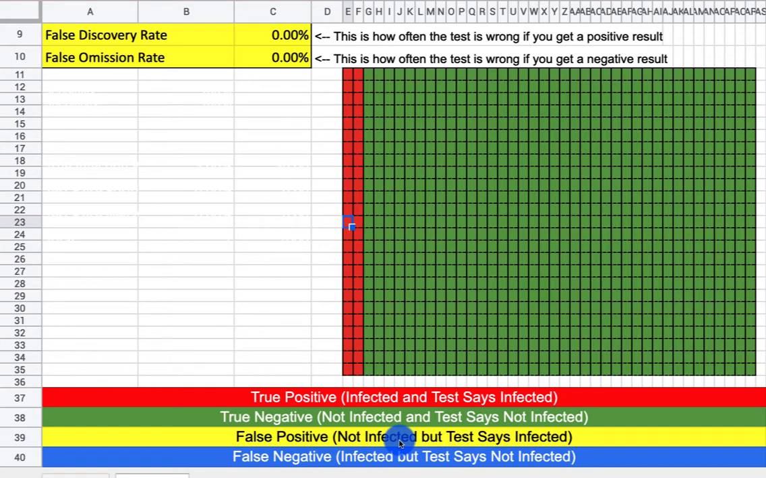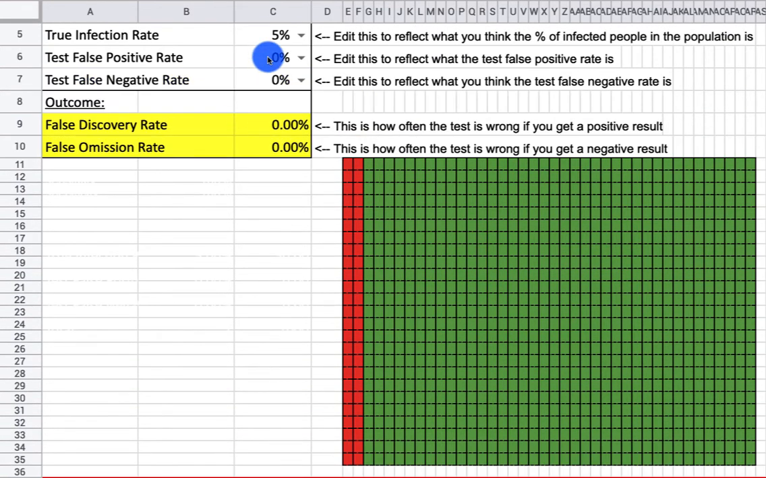Yellows, which we don't have any yet, are going to be people who have a false positive. These are the people for whom the test comes back and says that they have the disease when in fact they don't. And then blues will be false negatives. These are the people who actually do have the disease but are told that they don't. And as we change our values up here, we see how this all varies as well.